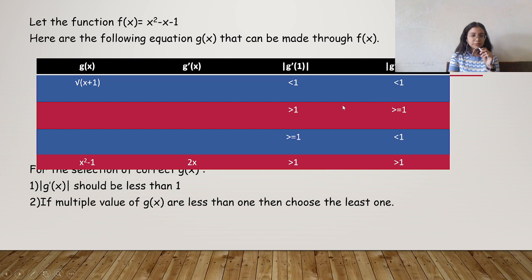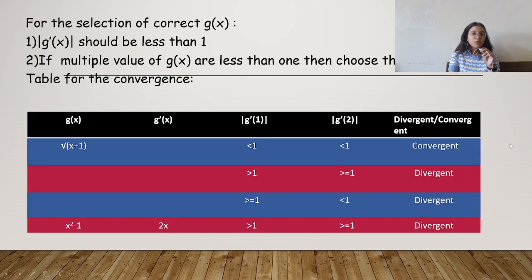Here we have a table for the selection of correct g of x. First, g dash x should be less than 1. If multiple values of g dash x are less than 1, then choose the least one. For the selection of correct g of x, first, g dash x should be less than 1. Second, if multiple values are less than 1, then choose the least one. Table for the convergence. Here is the table.